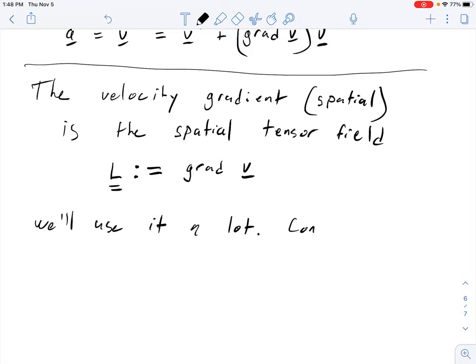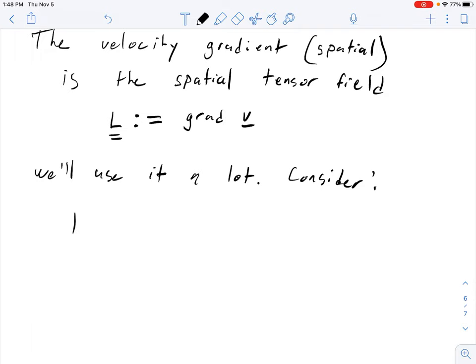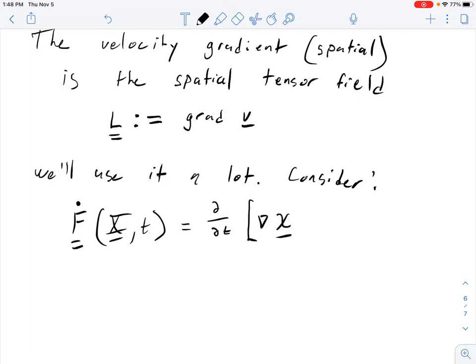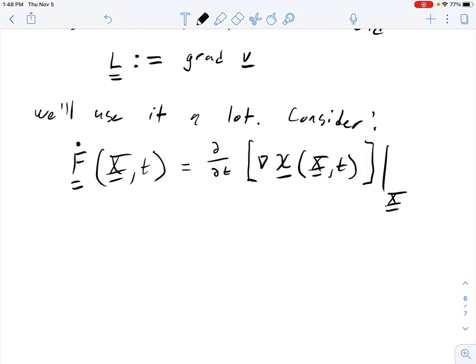So for example, consider this. If we want the time derivative of the deformation gradient, well, that is the partial derivative with respect to time of grad chi (x, t), evaluated at a fixed x. Well, if we're evaluating the time derivative with a fixed reference configuration point, and then the gradient is taken in the reference configuration, then the time derivative and the gradient will commute, just like if we took the time derivative with respect to a fixed spatial point and took the gradient in the spatial configuration, the order of differentiation would commute.